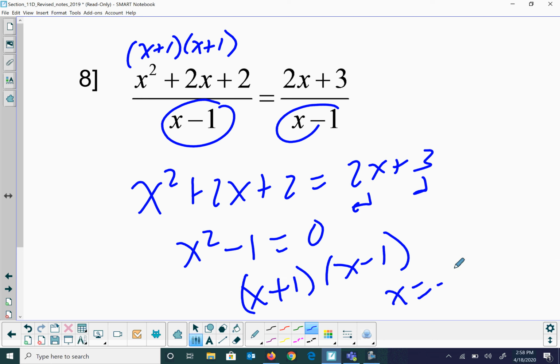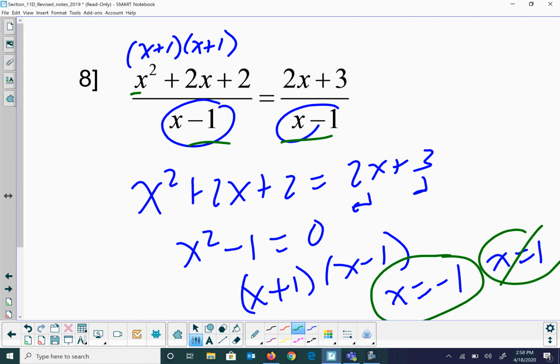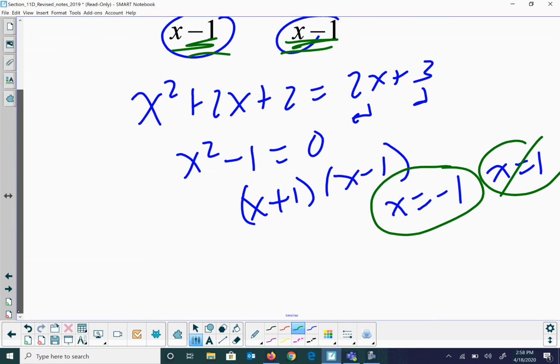And then I get x equals -1 and x equals +1. If I take that +1 and plug it back into the original, I'd get a denominator that is undefined. So that's my only solution. The reason we could do this is if I had both of these equal to each other, I can just say I'm going to take the numerators and set them equal to each other.